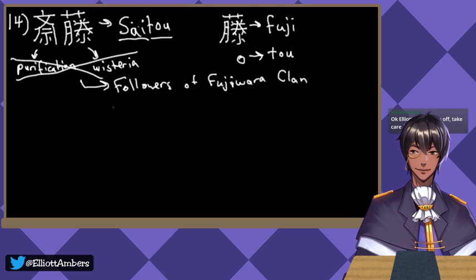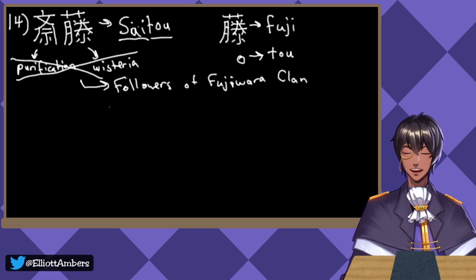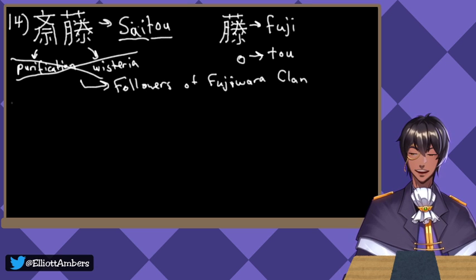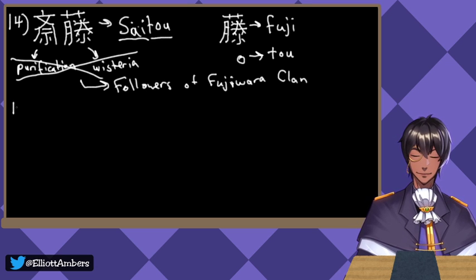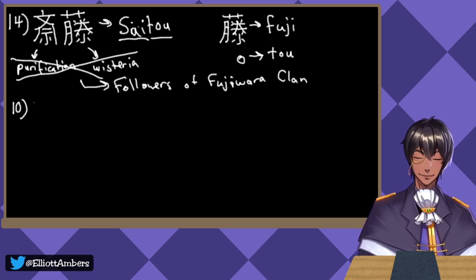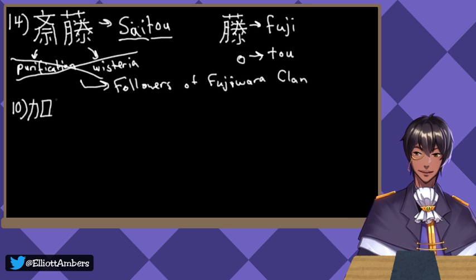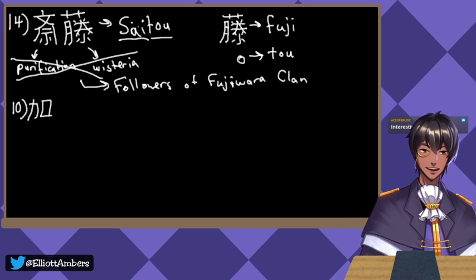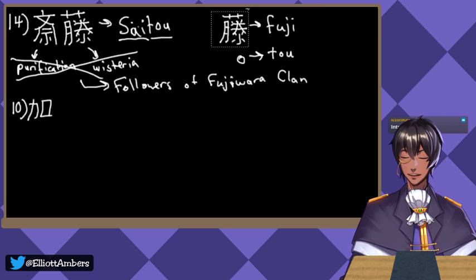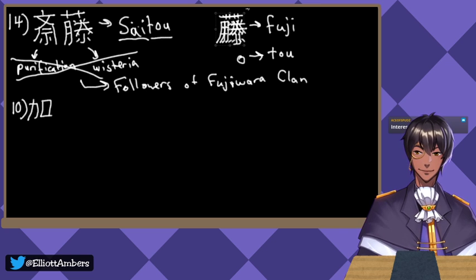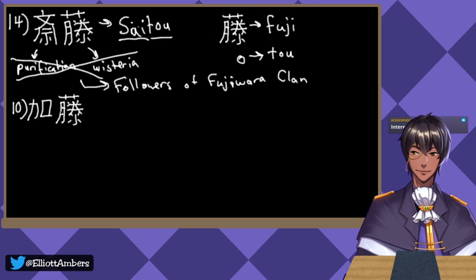So, the followers of the Fujiwara clan. And you'll see that the other names here, the next 3 names I'm going to go through, all follow a similar idea. Number 10. And then again, I'm actually going to do this. I do not have the energy to draw this 3 more times. Ato.